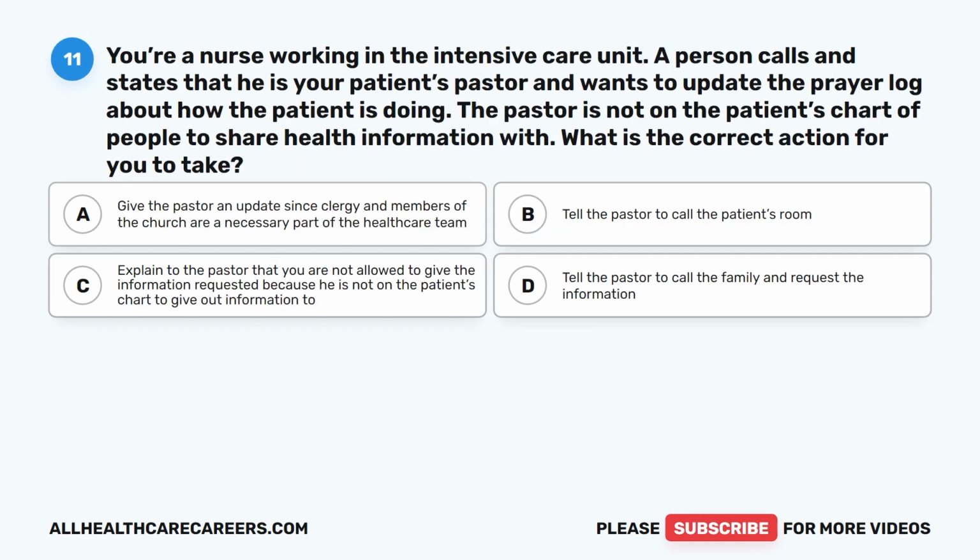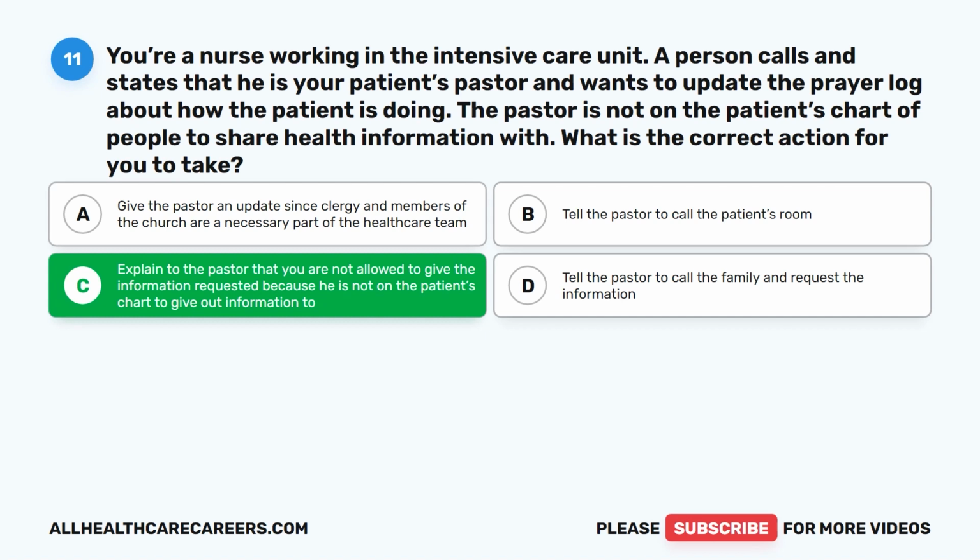Question 11. You're a nurse working in the intensive care unit. A person calls and states that he is your patient's pastor and wants to update the prayer log about how the patient is doing. The pastor is not on the patient's chart of people to share health information with. What is the correct action for you to take? A. Give the pastor an update since clergy and members of the church are a necessary part of the healthcare team. B. Tell the pastor to call the patient's room. C. Explain to the pastor that you are not allowed to give the information requested because he is not on the patient's chart to give out information to. D. Tell the pastor to call the family and request the information. The correct answer is C.